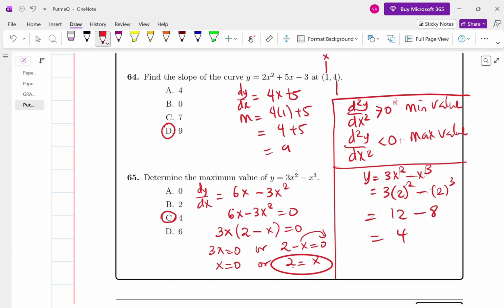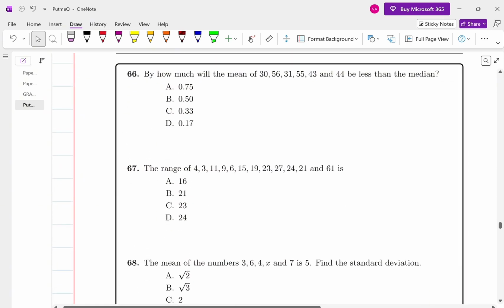Okay, next one. The next one says, by how much will the mean of 30, 56, 31, 55, 44, and 43 be less than the median?